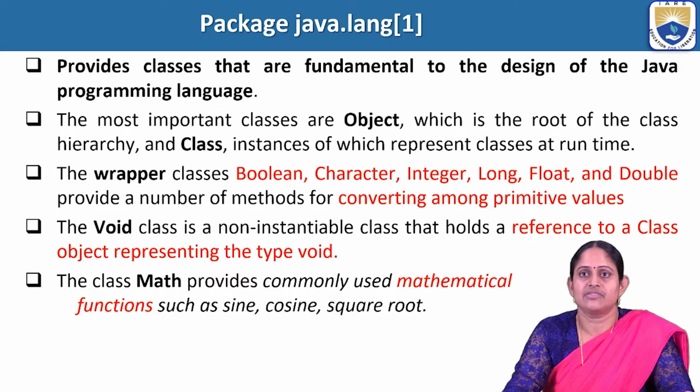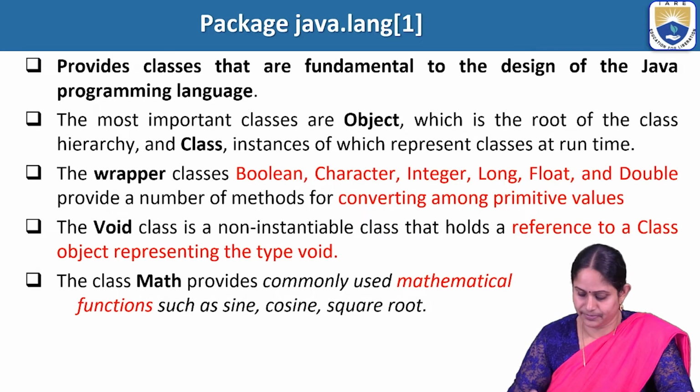So these are the classes we make use of when we want to convert primitive values like integers or boolean values into an object of that type. The Void class is a non-instantiable class that holds a reference to a class object representing the type void. The class Math provides most commonly used mathematical functions such as sine, cosine, square root, power, etc.